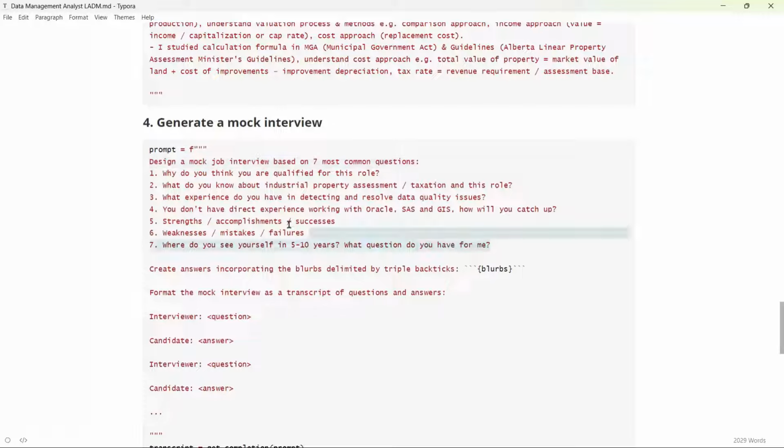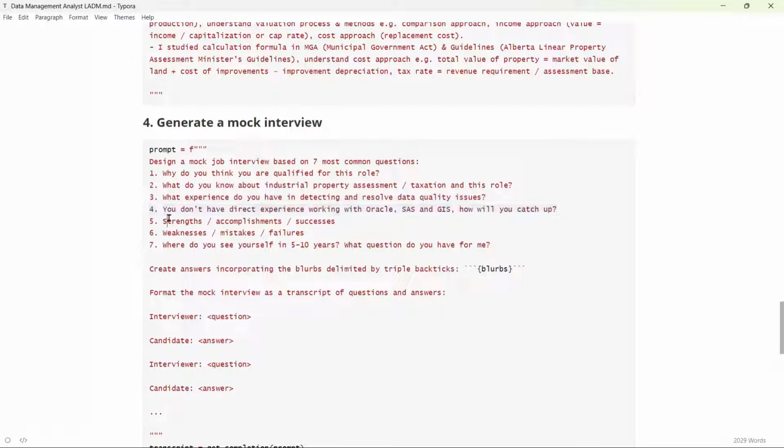I think most of you have seen these 7 questions. Why do you think you're qualified for this role? What do you know about industrial property assessment, taxation, and this role? What experience do you have in detecting and resolving data quality issues? You don't have direct experience working with Oracle, SAS, and JS. How will you catch up?